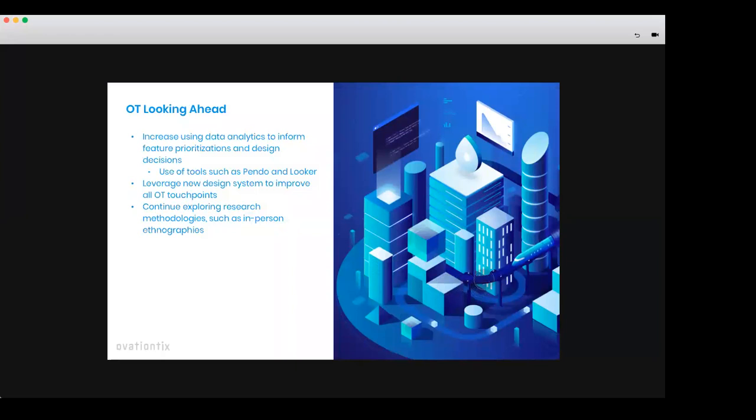Yeah. Great. So in terms of looking ahead, I think we have a very strong foundation and a very supportive team in terms of making research and design important, but there's always room for improvement. So some of the things that we're thinking about doing moving forward is firstly, increasing the use of data analytics to inform future prioritizations and design decisions.